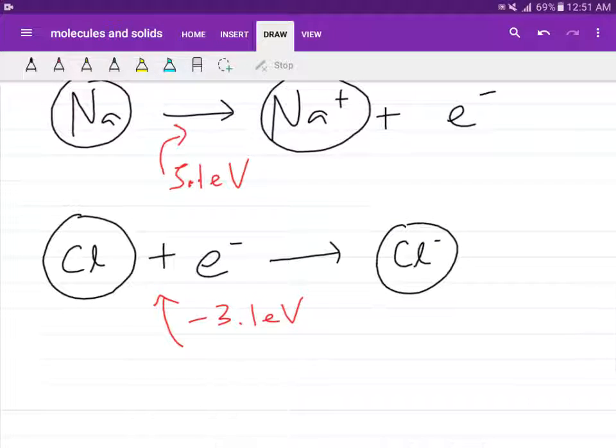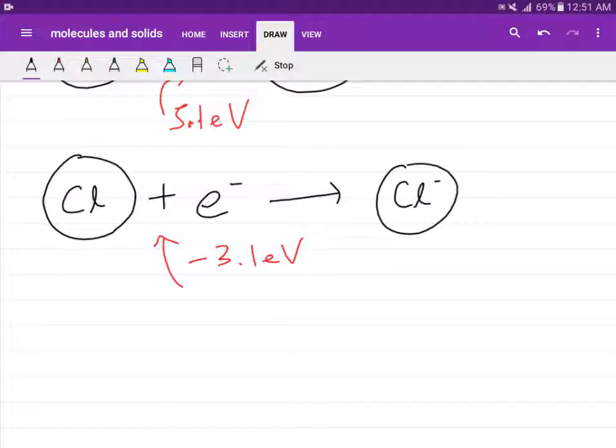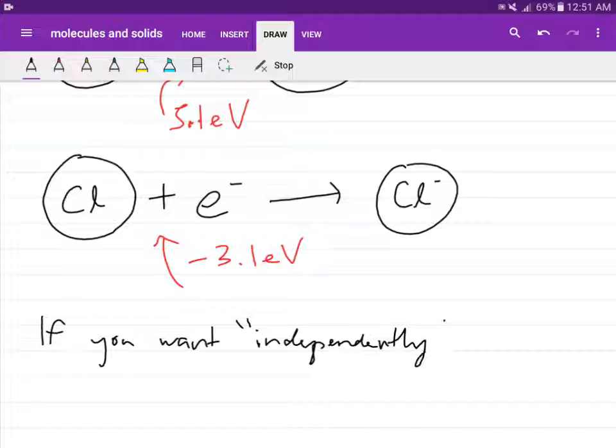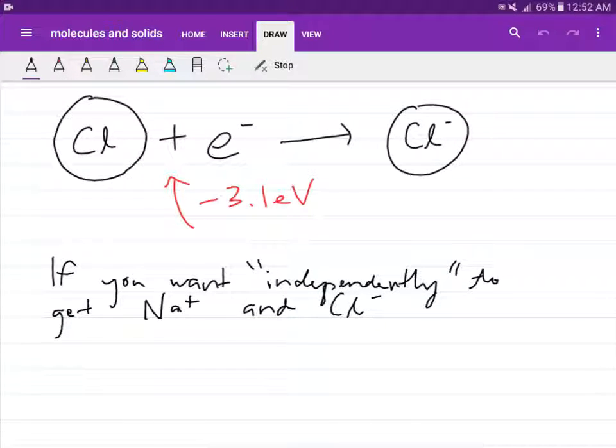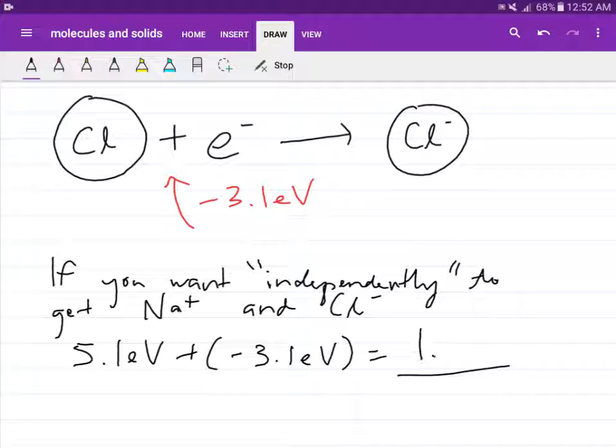So in other words, if you want, independently, take note that these are independent reactions, to get Na plus and Cl minus ions, you need, let's calculate, 5.1 electron volts plus minus 3.1 electron volts. You need 1.5 electron volts.